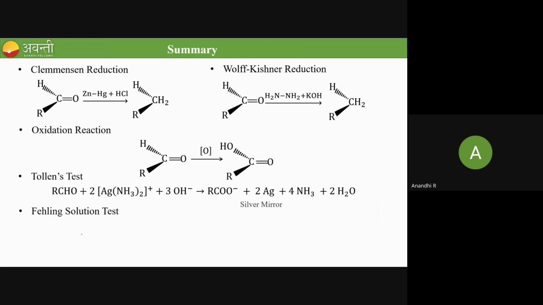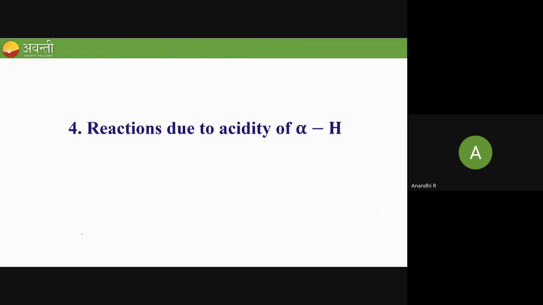So next we have seen the Fehling solution test, and in Fehling solution we took copper metal ion and OH minus ion, which is a deep blue colored complex. And if the system contains aliphatic aldehyde, the deep blue color will be converted to red-brown. And if it contains some aromatic or some other component, the red-brown color formation, which is due to the formation of copper oxide, will not be seen. Okay. So this is what we have discussed so far. The fourth reaction is reactions due to acidity of alpha hydrogen, that we can discuss in the next class.